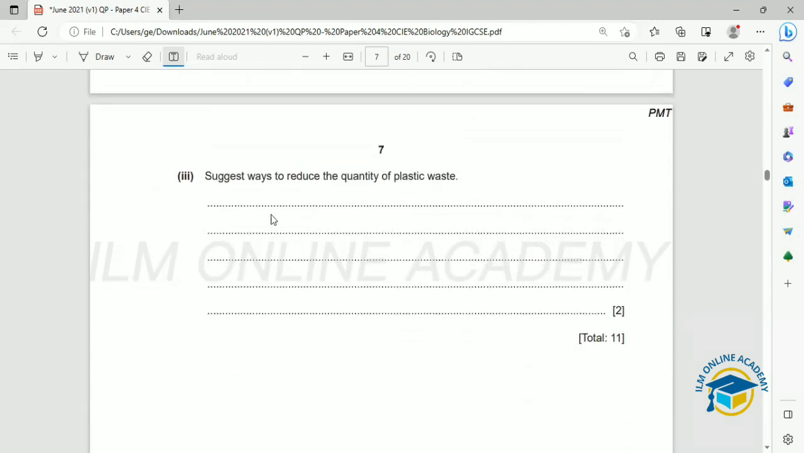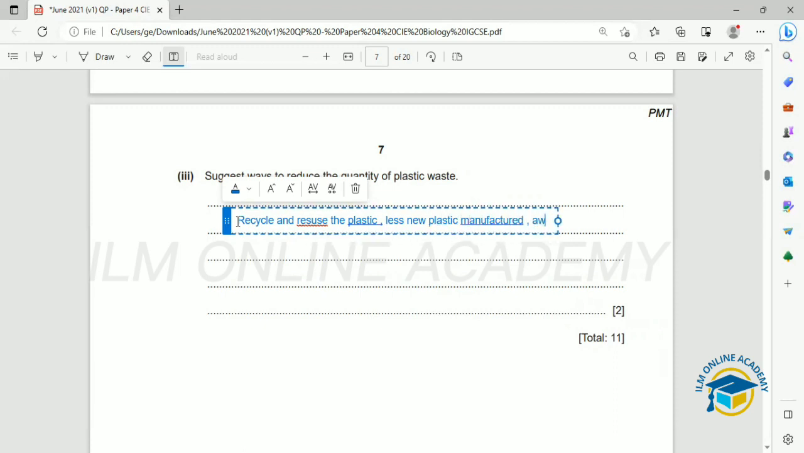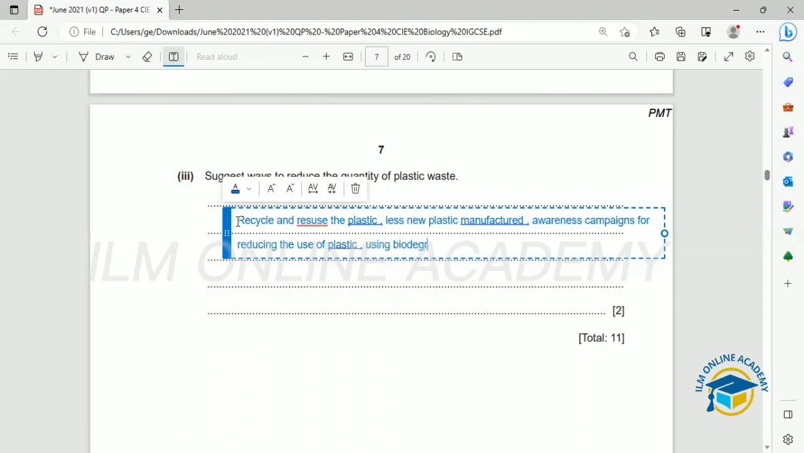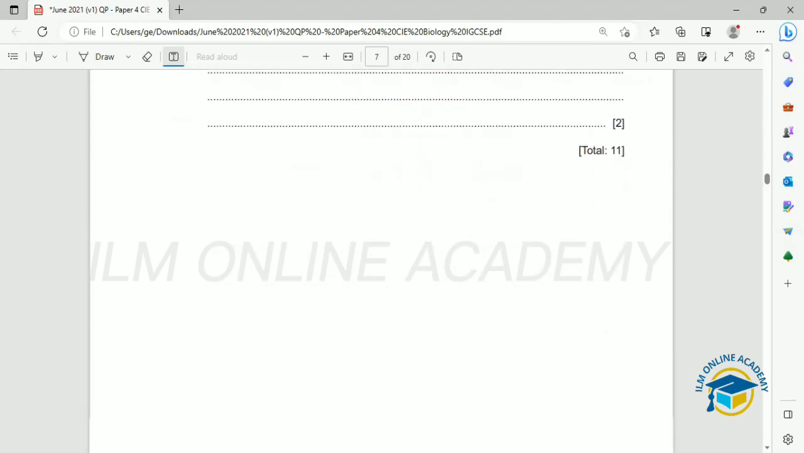Then suggest ways to reduce the quantity of plastic waste. Now what we can do is recycle and reuse the plastic. Less new plastic is produced, less plastic manufactured. Awareness campaigns for reducing the use of plastic, and using biodegradable plastic. These can be the measures to reduce the quantity of non-biodegradable plastic waste.